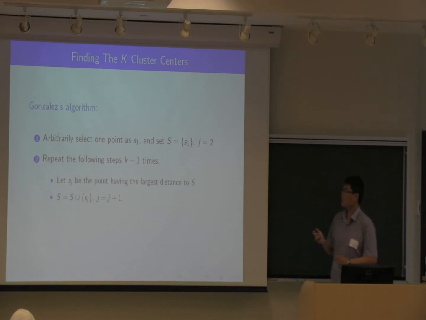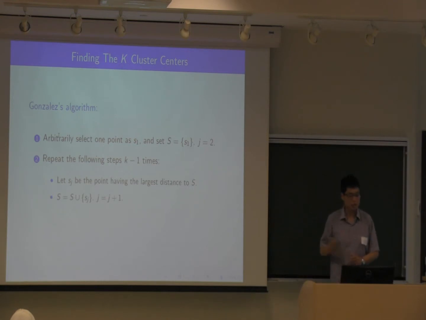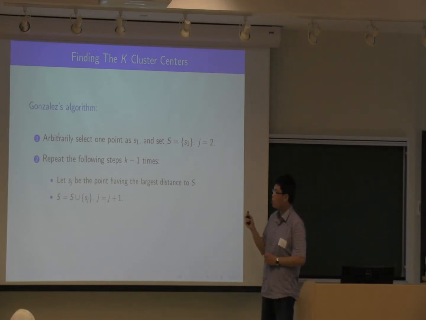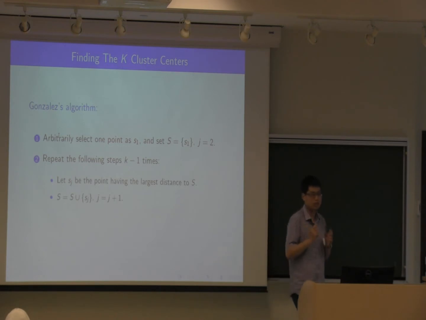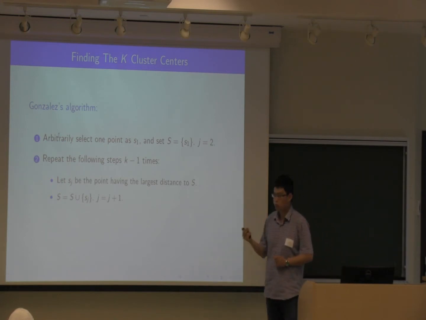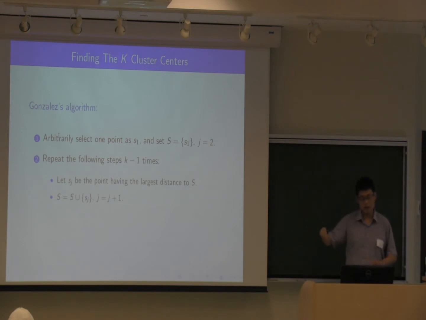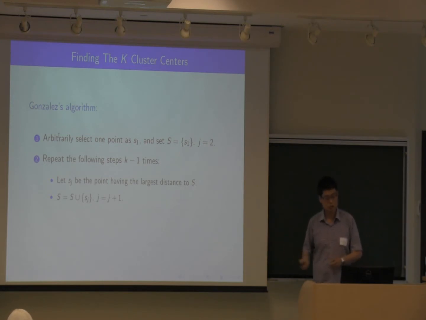For step one, how to find the K cluster centers. First, let me briefly introduce the well-known algorithm from Gonzalez for ordinary K-center clustering. The algorithm first arbitrarily selects one point, S1, to serve as the first cluster center. And we construct a set S, because initially it only contains S1. Then in the following K minus 1 steps, the algorithm repeatedly selects the point having the largest distance to S, the set of already selected cluster centers. So eventually the algorithm will select K points. It's just a very standard greedy procedure.